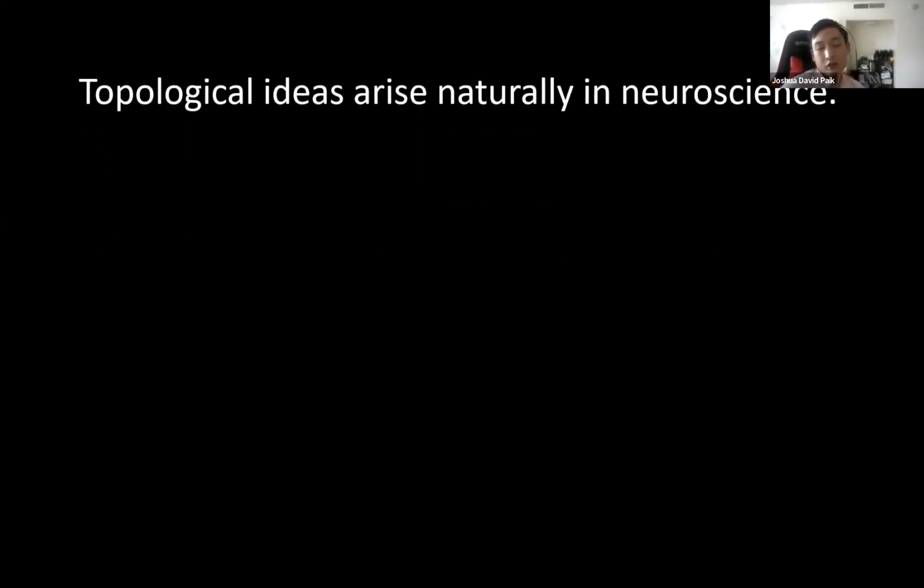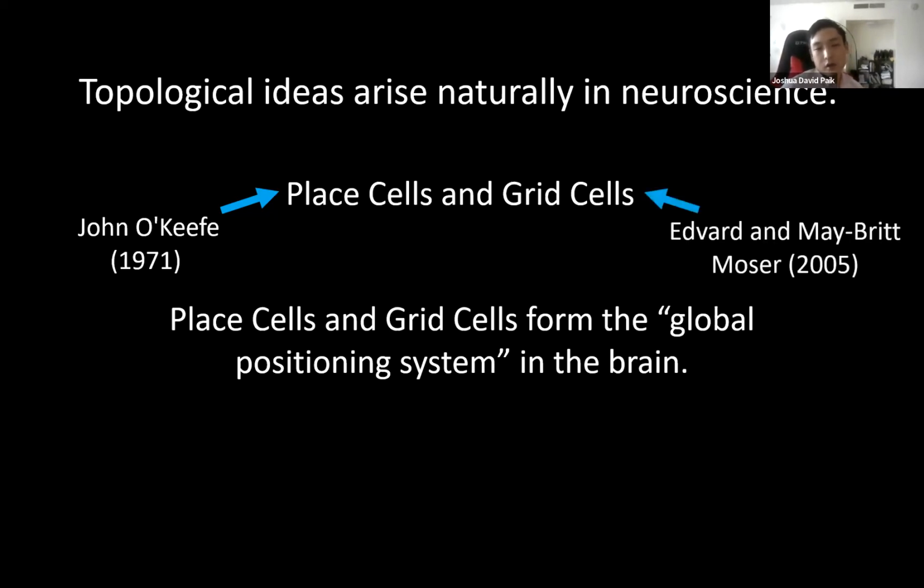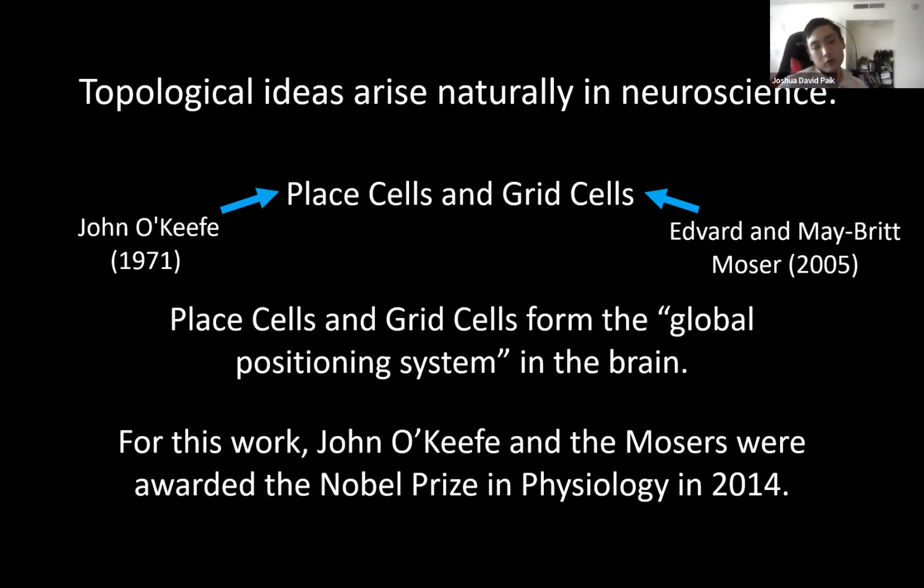And the canonical example of where topological ideas arise naturally is in place cells and grid cells. What are place cells and grid cells? Place cells and grid cells are thought to form the global positioning system in the brain. For a historical note, place cells were discovered by John O'Keefe in 1971, and his postdocs, Edvard and Maybrit Moser, discovered the grid cells in 2005. And for this work, both O'Keefe and the Mosers were jointly awarded the Nobel Prize in 2014.